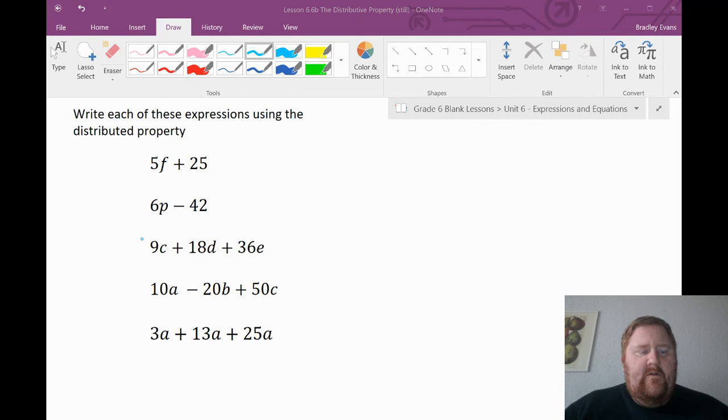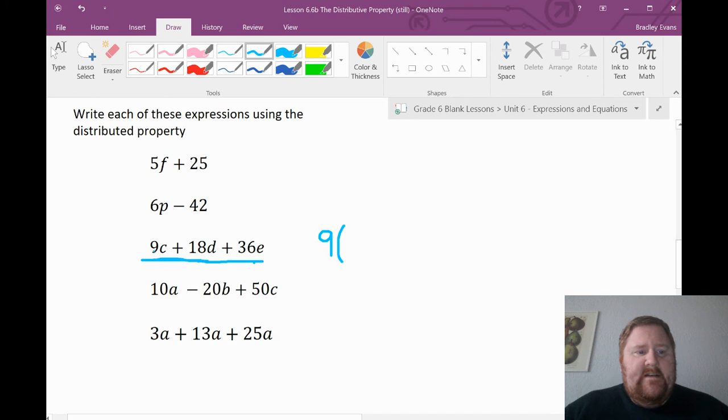Let's take a look at the third one here, 9c plus 18d plus 36e. What I first need to do is ask myself, what do they all have in common? What's a product in there that I could take out? Well, I can already see that I have different letters there, but that's okay. I'm going to look at their coefficients. I see a 9, an 18, and a 36. And already I can tell that a common multiple in there is 9. So I'm going to take the 9 out and distribute it amongst the rest.